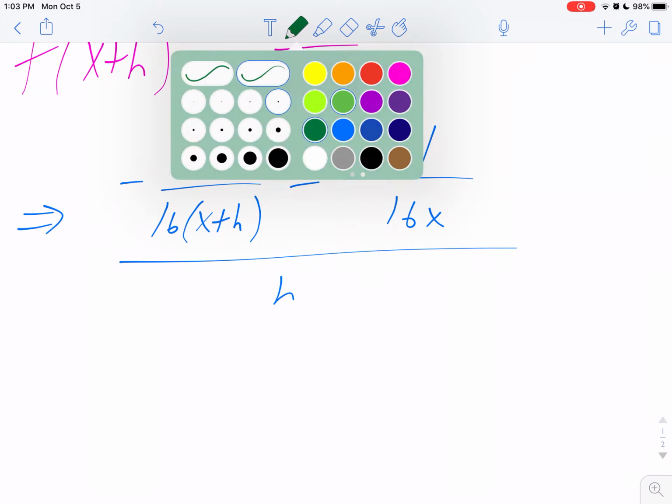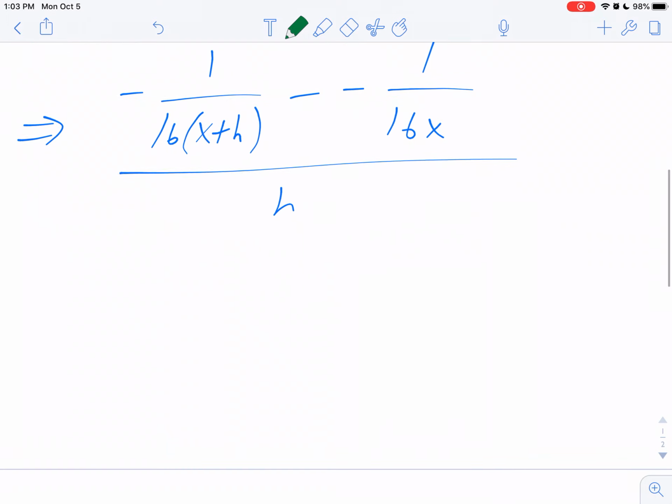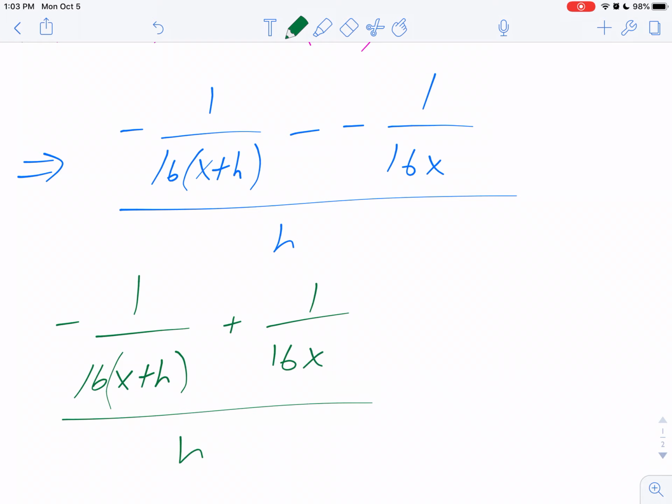And this is the reason I would say don't stress out about a problem like this if you're spending too much time on this one problem. But we're going to go through it here since it's just a video. So this is negative 1 over 16 times x plus h plus 1 over 16x, still all over h.